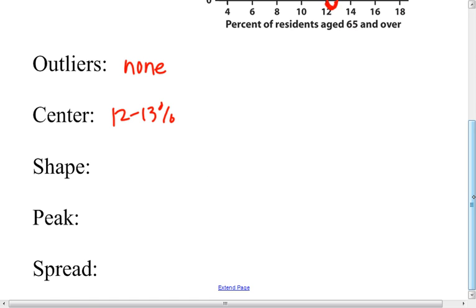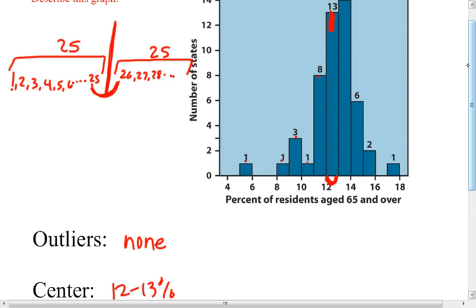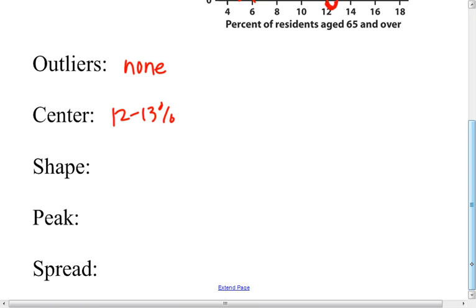Okay, the shape. If you look at this and sort of ignore this, I think you can see that this graph is pretty symmetric. Is it perfectly symmetric? Nope. So I'm going to say that it's roughly symmetric.